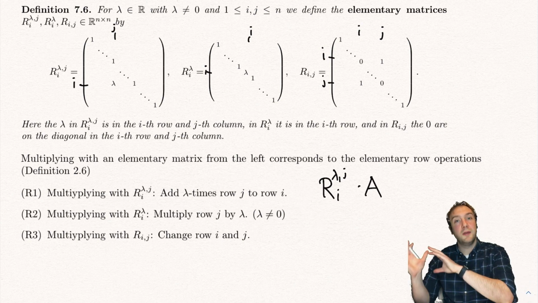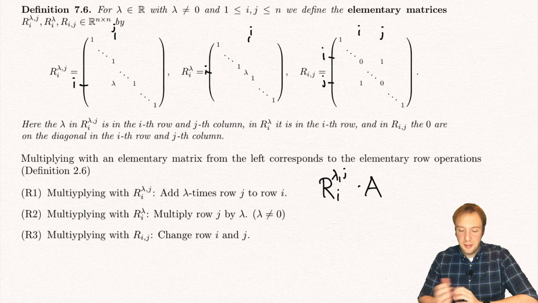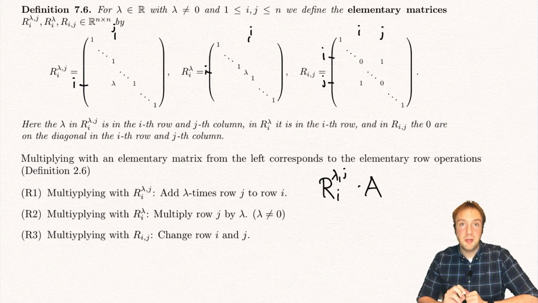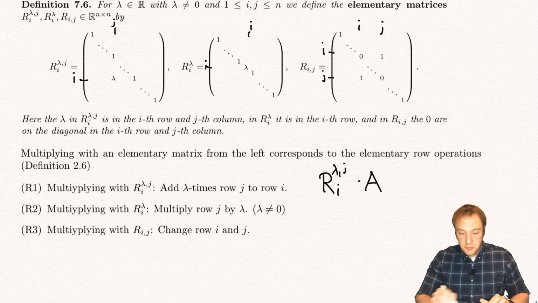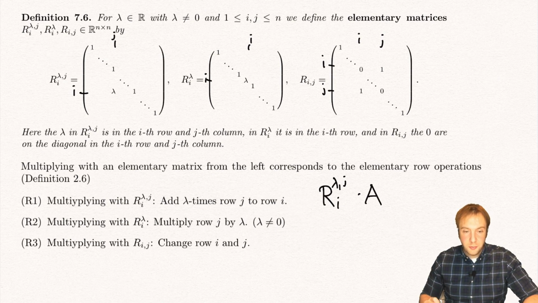If I would multiply from the right, then these matrices would do something with the columns, but if I multiply from the left, then these matrices do something with the rows. And this I want to make clear in our example we use the whole time.